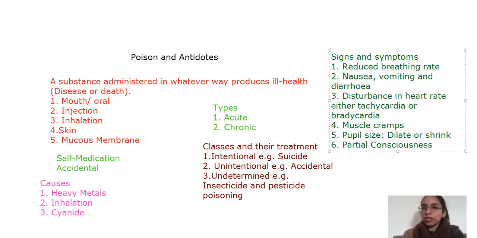Right? This is all about the signs and symptoms of poisoning. Okay. I think now it is clear to everyone. Today we have discussed poison, then the causes, then the types and classes of poison and their treatment, and the signs and symptoms of poison. Fine. In the next class, we will discuss antidotes in detail and examples of antidotes. Fine. This is all about today's session.